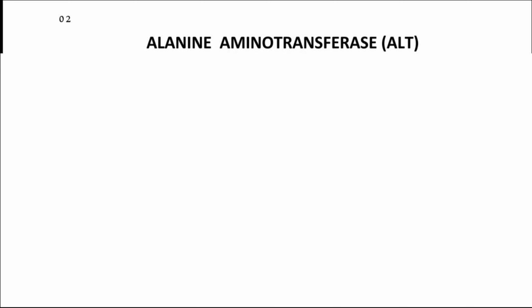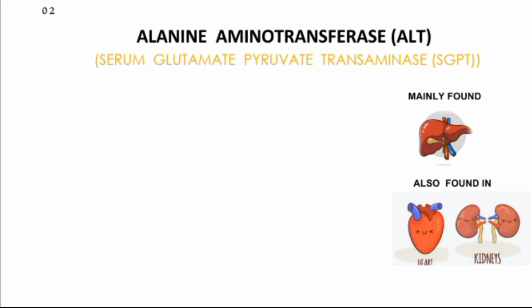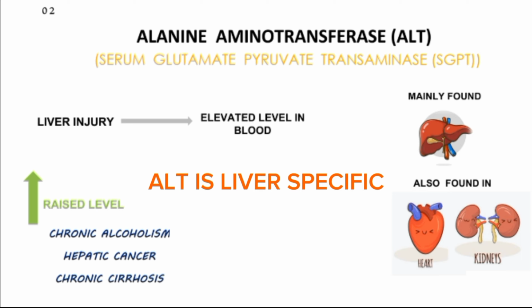Alanine aminotransferase (ALT), also called SGPT, serum glutamate pyruvate transaminase, is mainly found in the liver, and is low in kidney, heart, and skeletal muscles. Liver injury causes an elevated level of ALT in blood. ALT is a more liver-sensitive and specific indicator of liver diseases as compared to AST. Its level is directly related to the extent of liver injury, and raised levels of ALT can be seen in chronic alcoholism, hepatic cancer, and chronic cirrhosis.